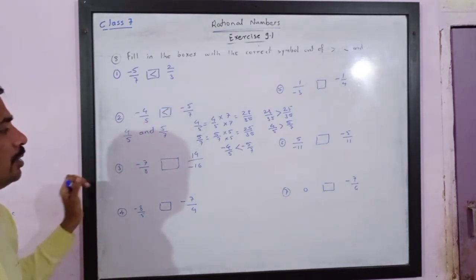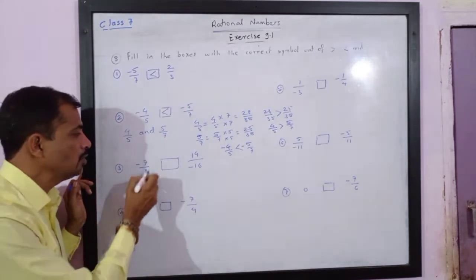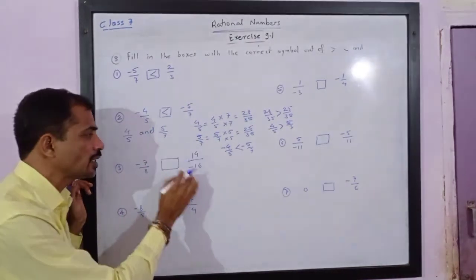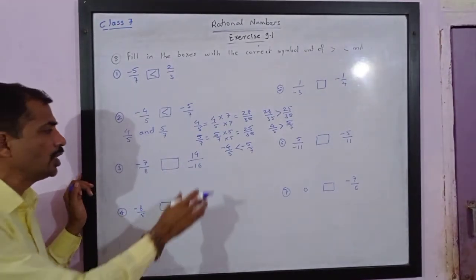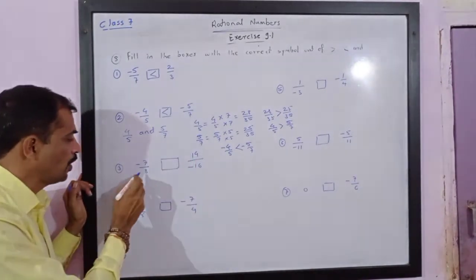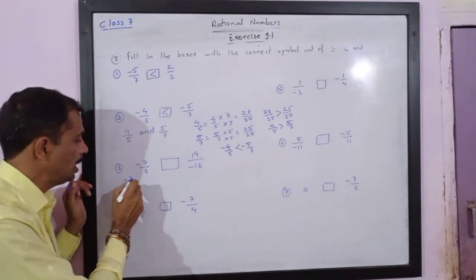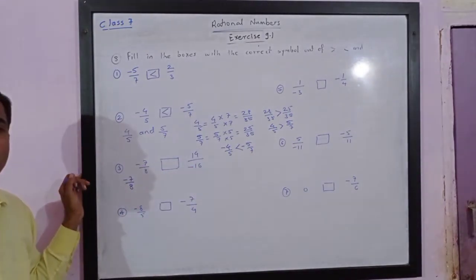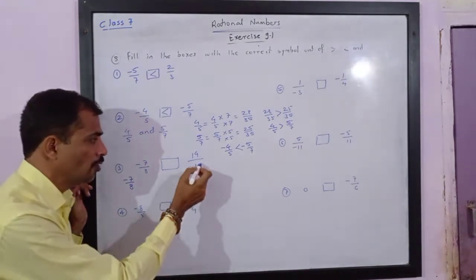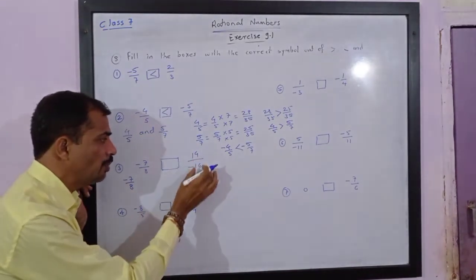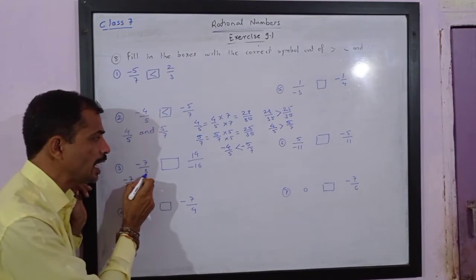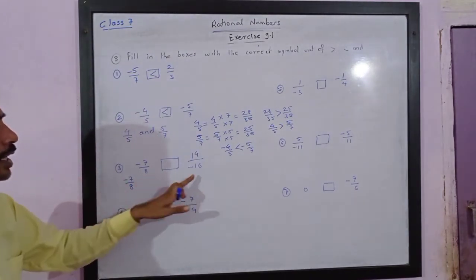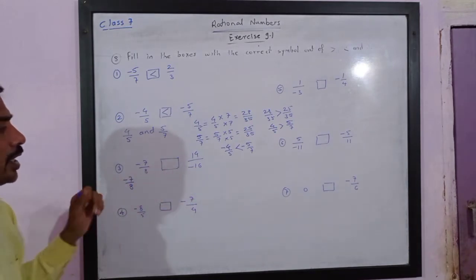Now see the next pair is negative 7 upon 8 and 14 upon negative 16. Please note, the second fraction is not written in standard form, so we need to write this in standard form. For the first fraction 7 upon 8, we cannot compare unless and until denominators are the same. So for this we divide by negative 2. In order to make this 8, we divide numerator and denominator by negative 2. We will get a positive 8 at the denominator.